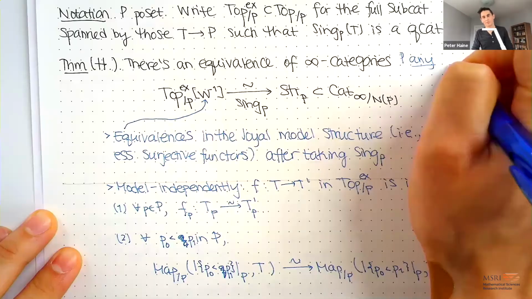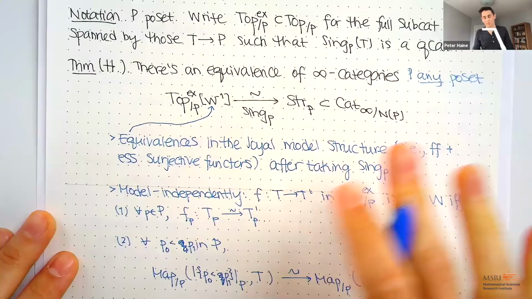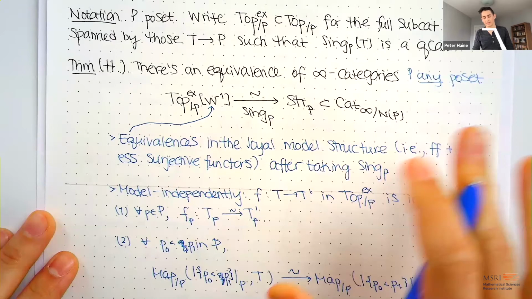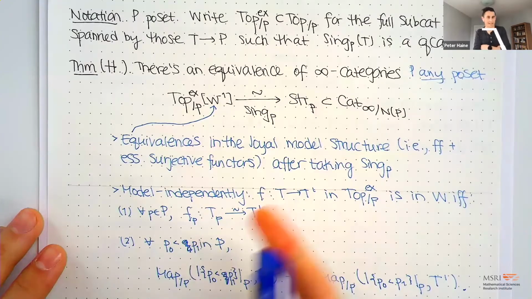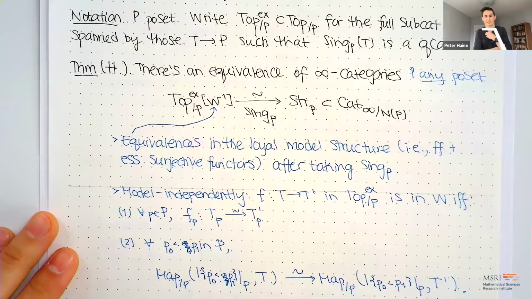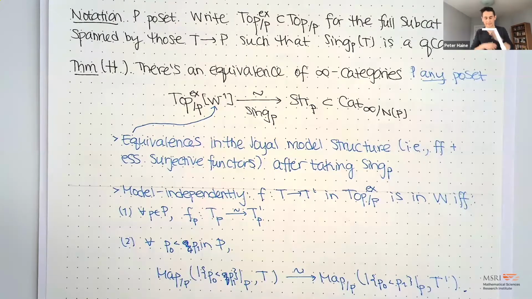Part of this is that we're not saying that this is equivalent to, you know, equivalence checked on exit path categories or something like this. It's somehow more general.